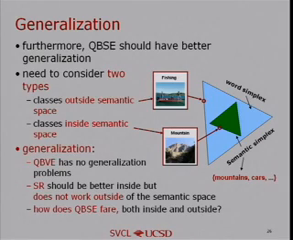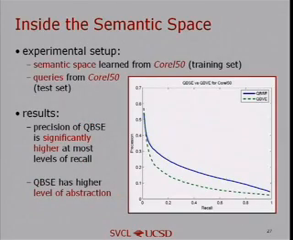In terms of generalization, we already saw that query by visual example doesn't care about this. It has no notion of spaces. Semantic retrieval only works inside this semantic space. And the question is, how well does this query by semantic example do, both inside and outside? That's something that we've been looking at over the past 6 months.